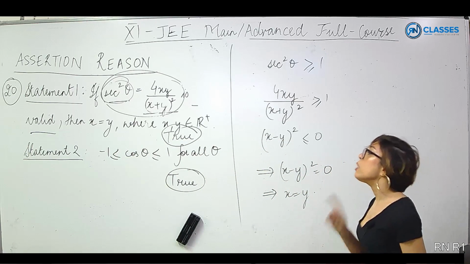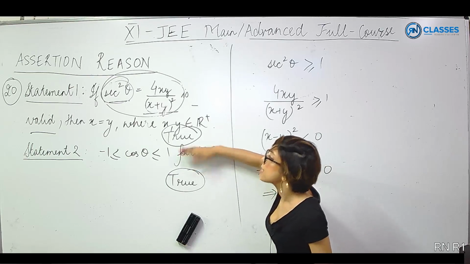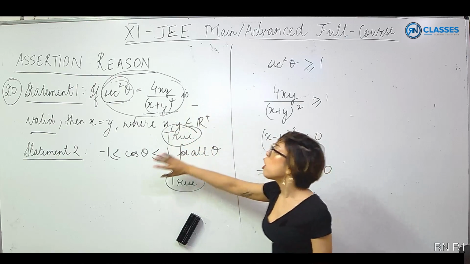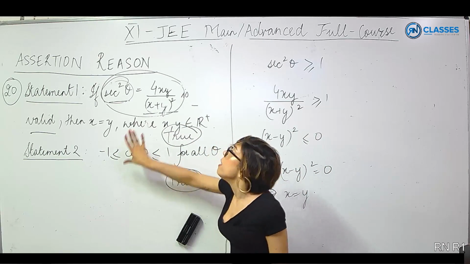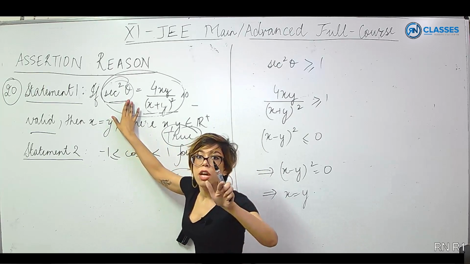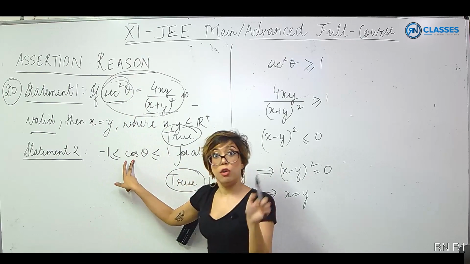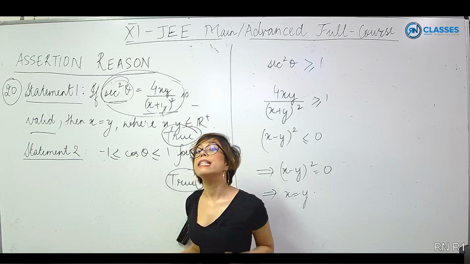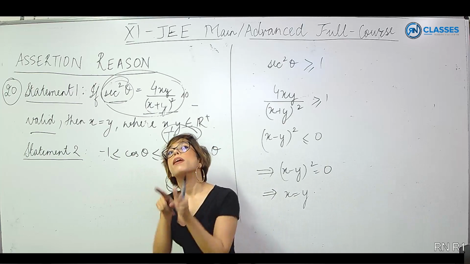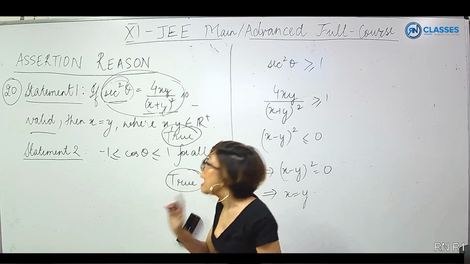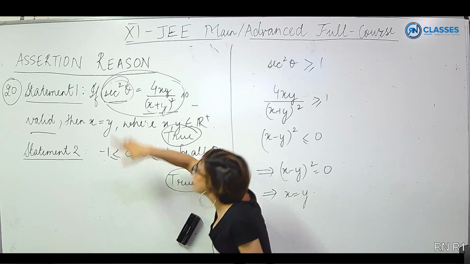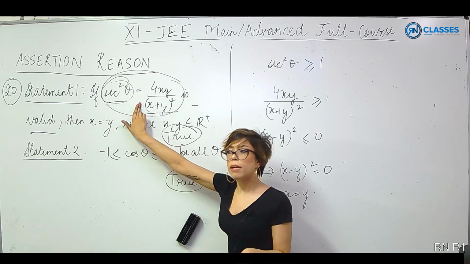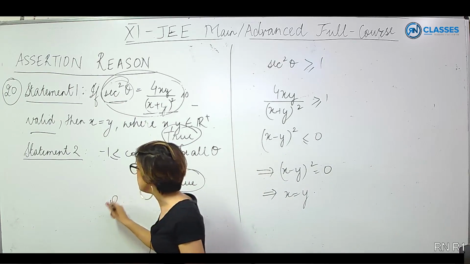Now, I need to explain whether this explains this or not. Here he is talking about cos theta. Here he is talking about secant square theta. First of all, I need to reciprocate cos theta. Reciprocation needs extra steps. Then I need to square it up. Extra steps. So that means this thing is not correctly explaining this. That means option B should be the correct one.